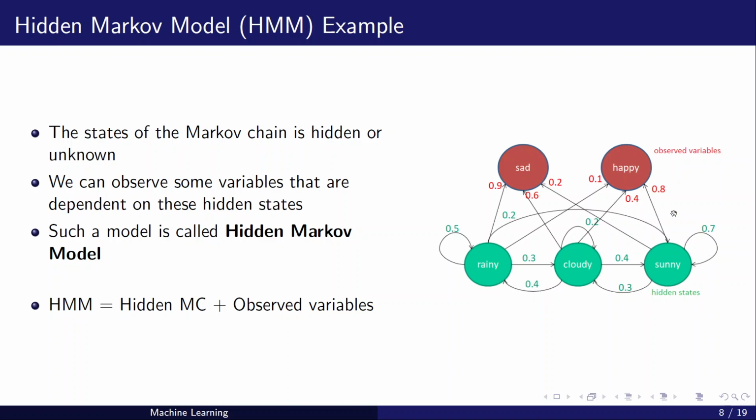This weather sequence is a Markov chain which is hidden from us, and there is another set of observable variables. These observable variables are dependent on the hidden variables or hidden chain. So this is called a hidden Markov model. A hidden Markov model, or HMM, is a hidden Markov chain plus a set of observable variables.